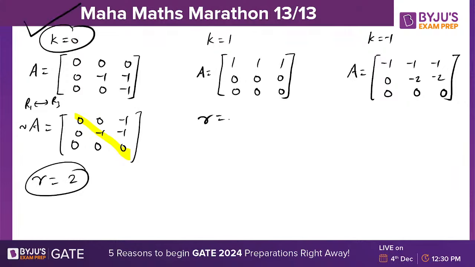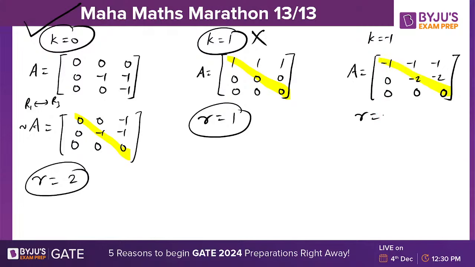What is the rank of A for K equal to 1? How many non-zero rows? Only 1 in the echelon form. So rank is 1. So this value of K does not support rank equal to 2. When K is equal to minus 1, how many non-zero rows do you have? 2. So rank is 2. The number of non-zero rows in the echelon form is 2. So rank 2 is supported by K equal to minus 1. So K equal to 0 and K equal to minus 1 should be our answer.